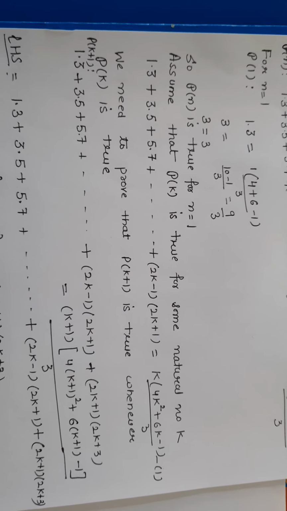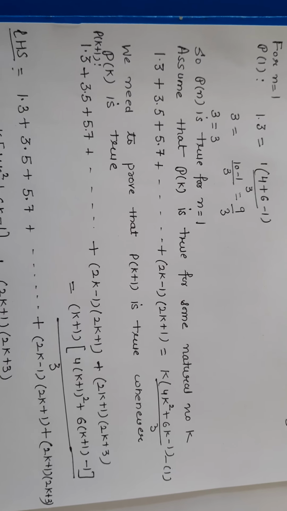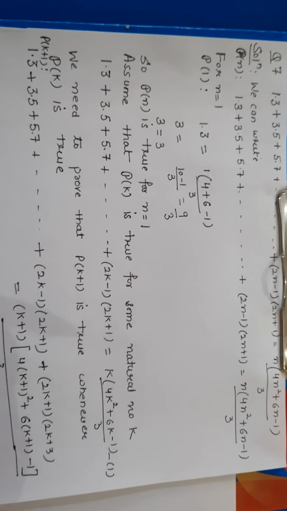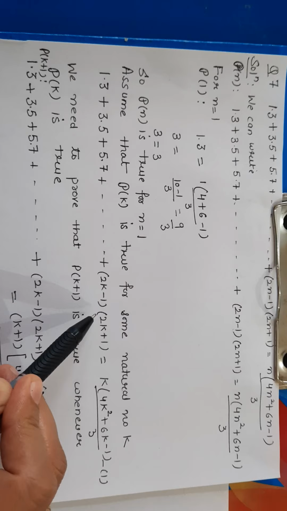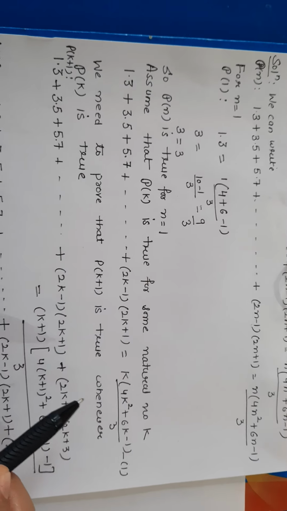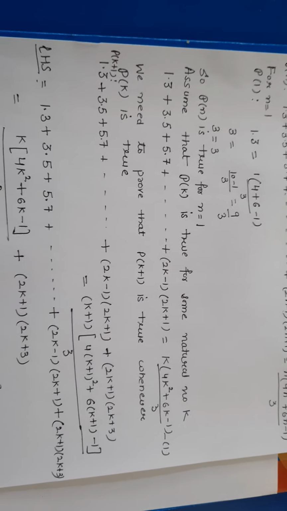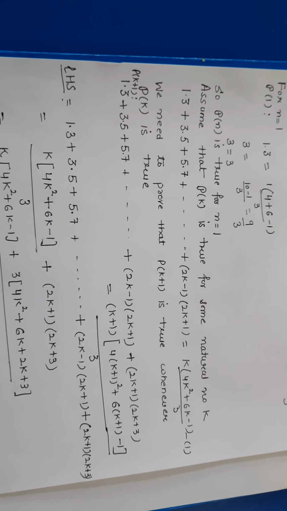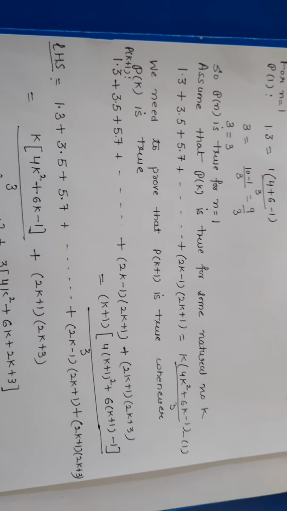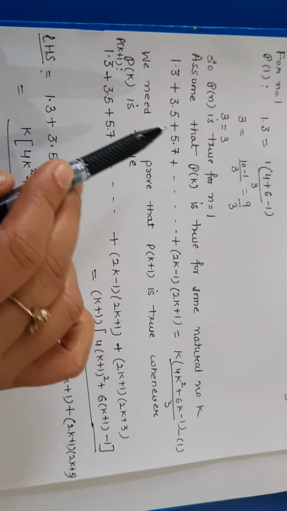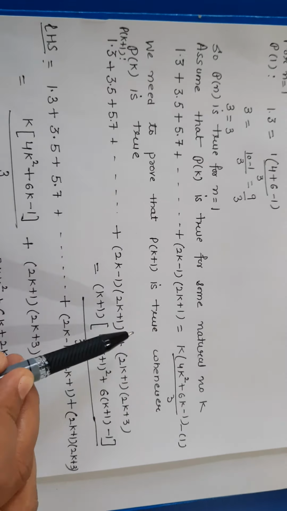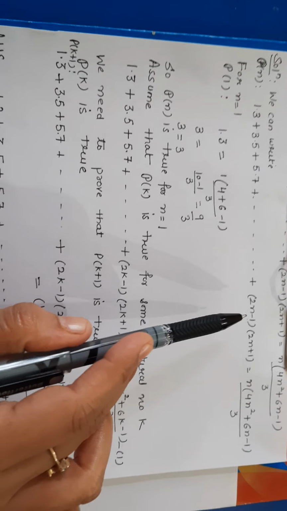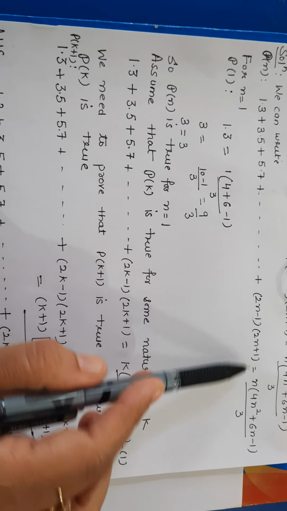Second step, we assume that Pk is true for some natural number k. That means in this result, we are just going to replace n with k on both sides. Third step, we need to show that Pk plus 1 is true whenever Pk is true. First, we'll write Pk plus 1, for which we write first k terms from here, plus k plus 1th term, for which we replace n with k plus 1 here.